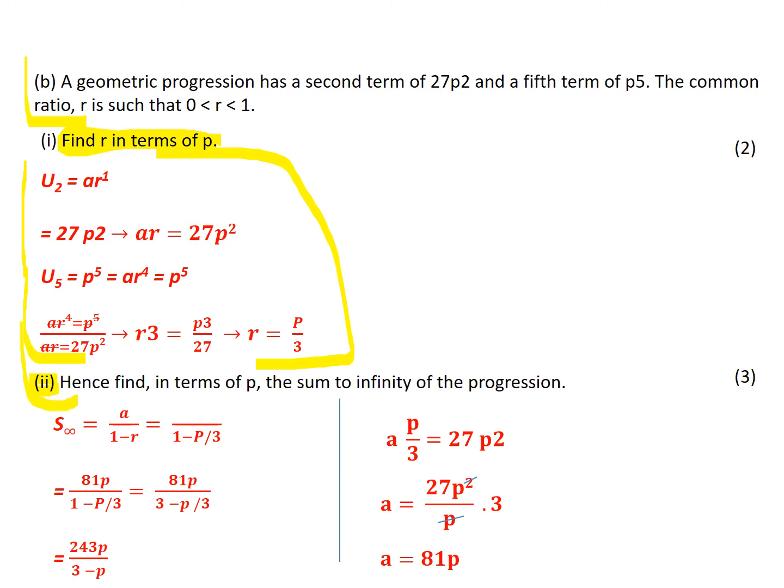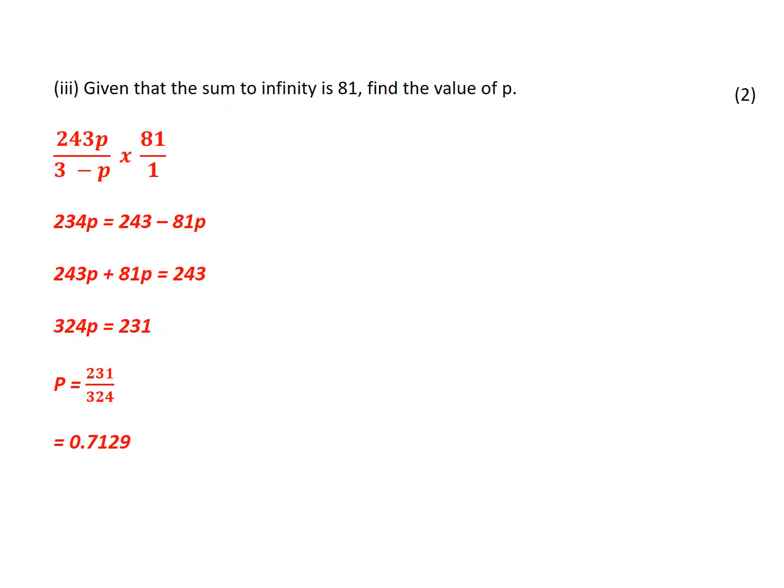Hence, that means we have to use the answer from the previous question. Hence find in terms of P the sum to infinity of the progression. Again we will use the formula from the previous question, and we will solve it. As you can see, I have shown my working here.